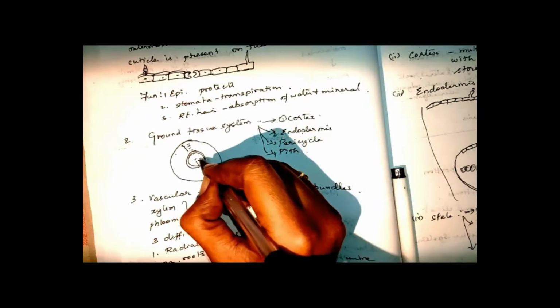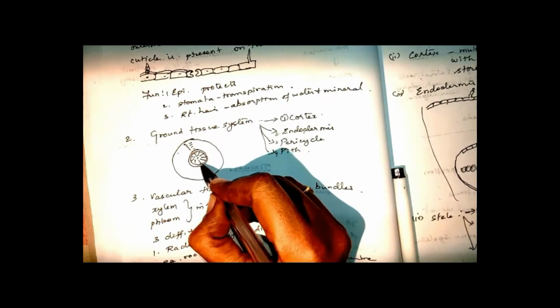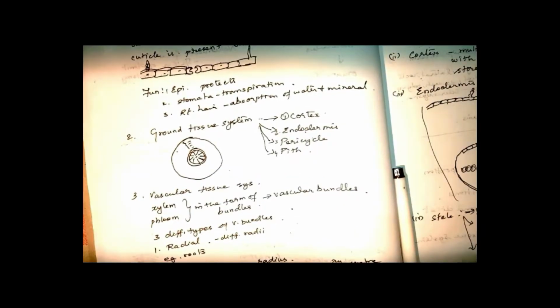The first one is called radial. In the radial system, the xylem and the phloem will be present in different radii of the root. For example, if this is the xylem, phloem will be present in the next radius. This type of distribution is present in roots.